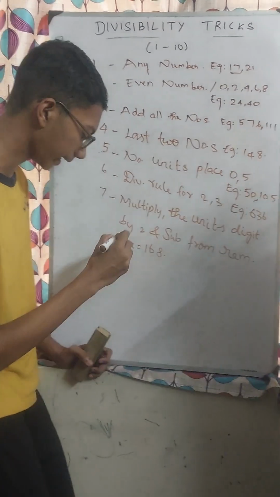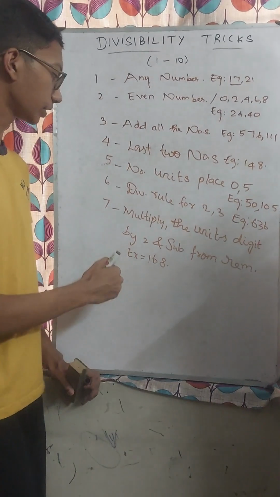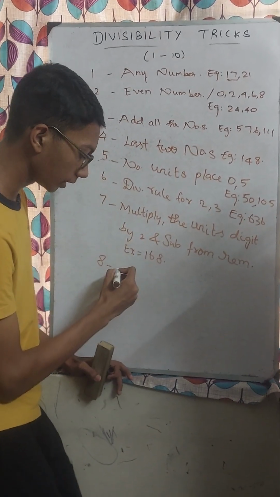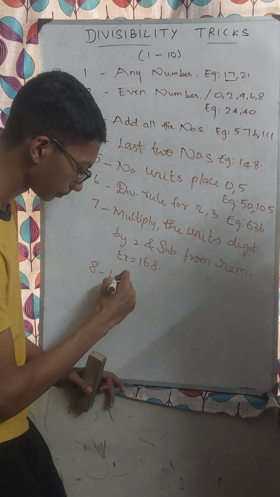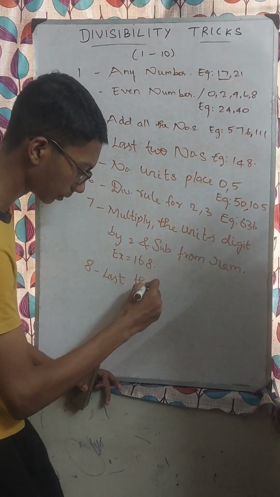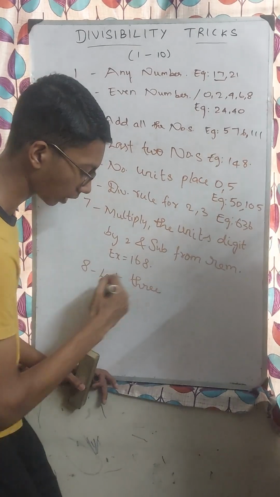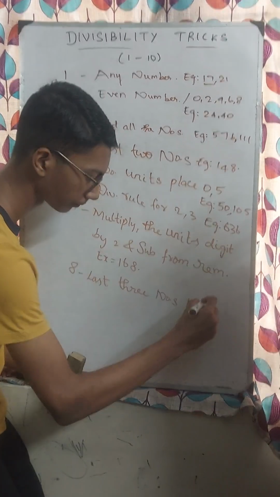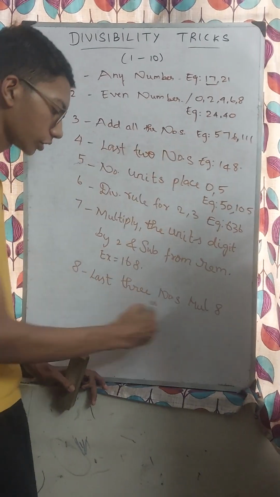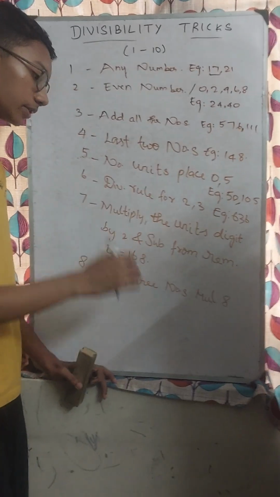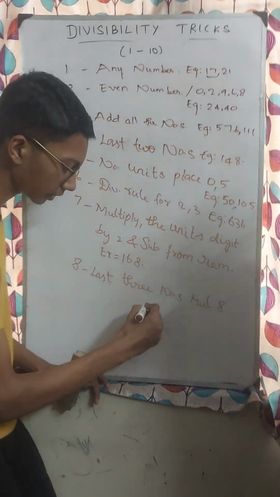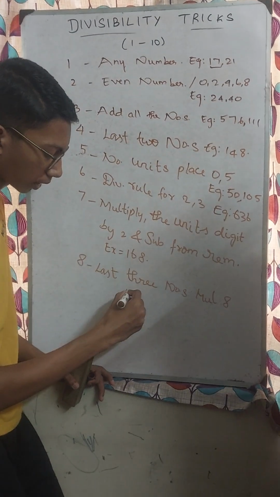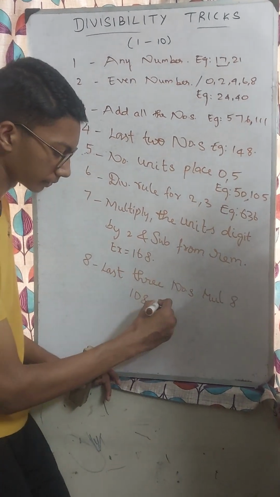So for the number 8, this is similar to 4 and 2. The thing is, we need to get the last 3 numbers to be a multiple of 8. I know this will be a little tough, but the real thing is we just need to take the last 2 numbers. So let's say we have 108 or something like this.